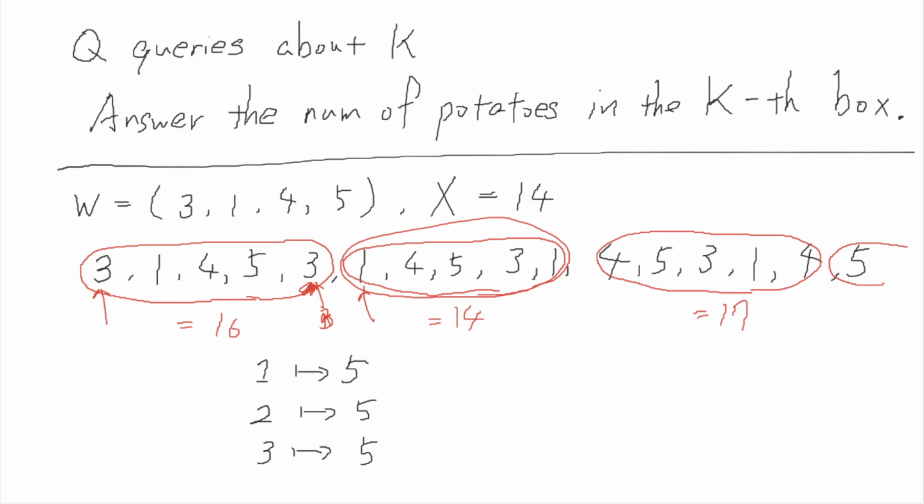So the first box has 5 potatoes. The second box has 5 potatoes, and the third box has 5 potatoes. In this case, we have the same value 5, but that's just by chance. It has no meaning.